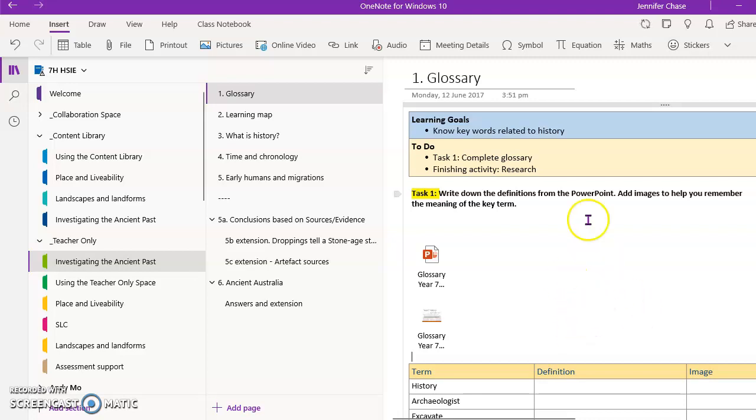Okay, so our first topic in history is called investigating the ancient past. If you're watching this video, you've obviously found the right place in your OneNote. This is a folder we're going to be working in for the next, I think, 6 or 7 weeks. For the first couple of lessons, we're going to do the glossary today, and then we're going to do a learning map. So hopefully a nice ease into it.